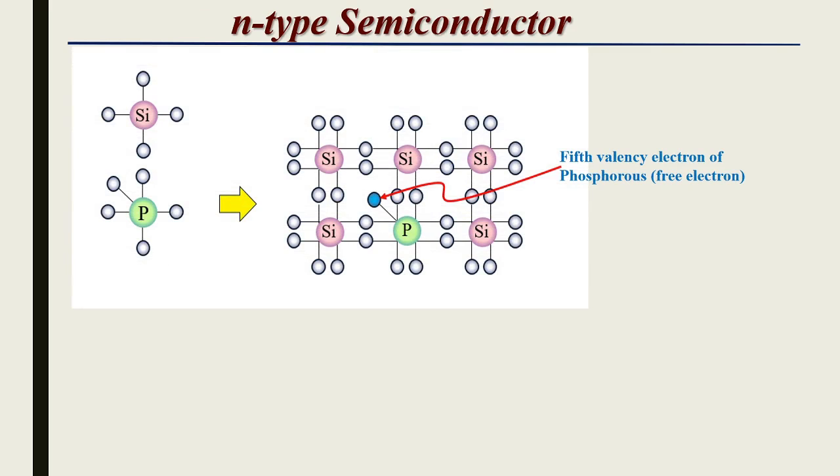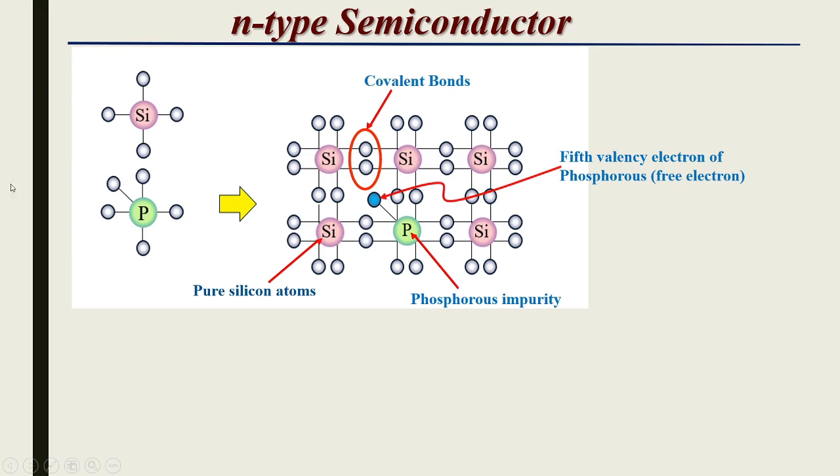How are the N-type semiconductors constructed? Here, this is the silicon, that is the intrinsic material, and this is the pentavalent dopant, that is phosphorus. Here is the pure silicon atom, then this is the phosphorus impurity, and after adding this impurity, it will form covalent bonds with the 4 atoms of this silicon, and the 5th valence electron of phosphorus becomes free.